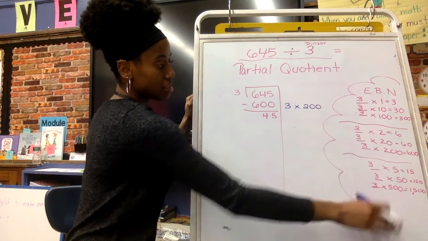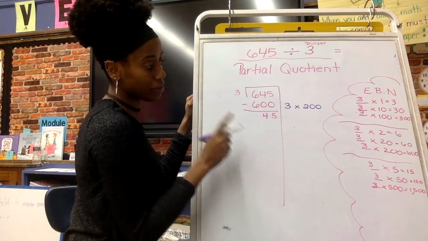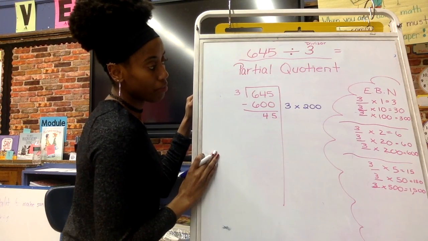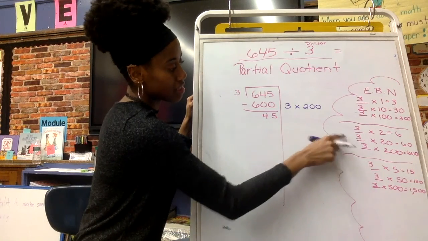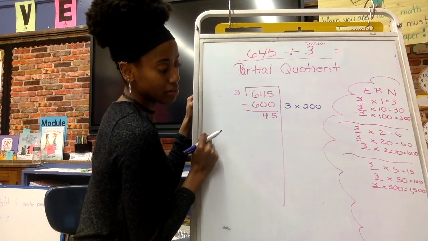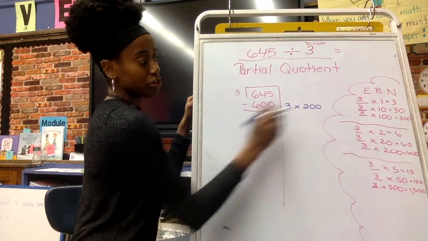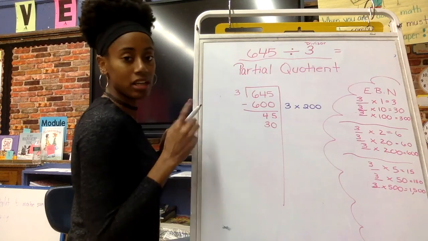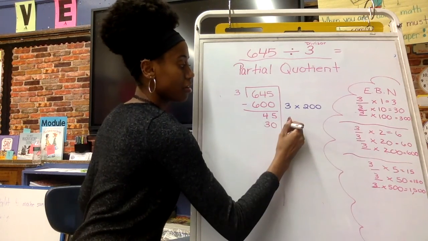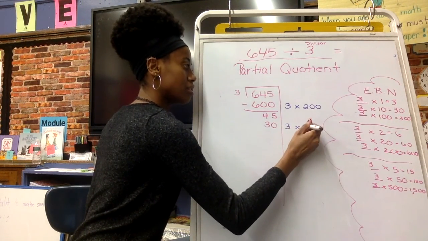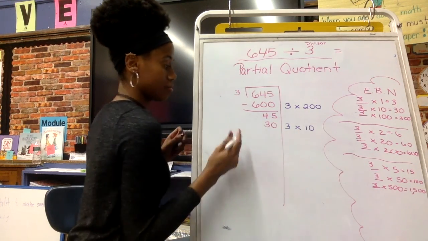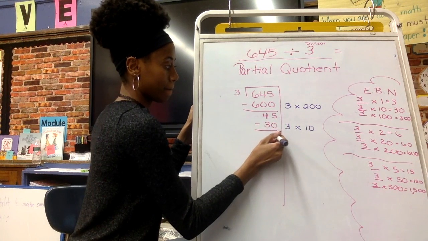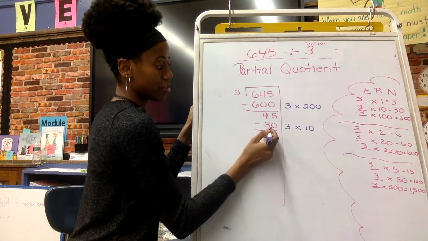Now I'm going to look down my list again. Do I see a number that gets me close to 45 without going over? Okay. I see 30. I see 60. 60 is too high. I see 15. That's really low. I think 30 is the closest, so I'm going to put 30 here. What facts got me to 30? That's right here, 3 times 10. I'm going to go ahead and subtract. 5 minus 0 is 5. 4 minus 3 is 1.